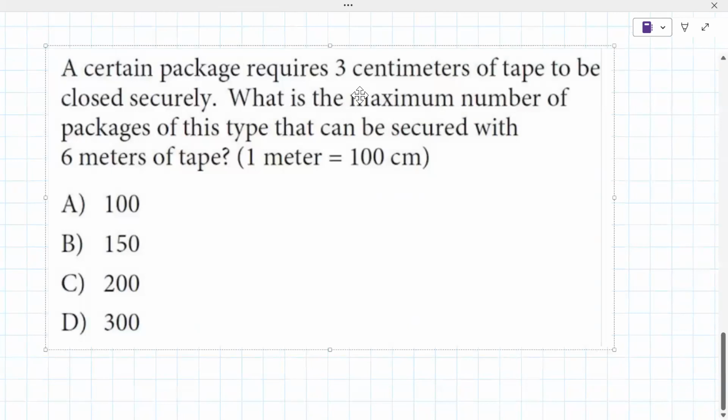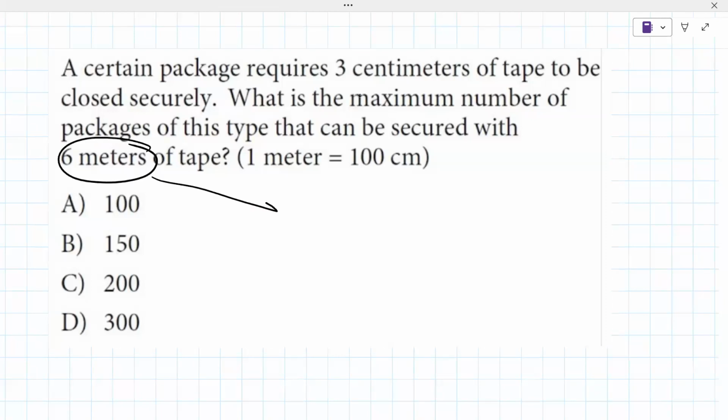All right, go ahead and read this out loud, please. A certain package requires 3 centimeters of tape to be closed securely. What is the maximum number of packages of this type that can be secured with 6 meters of tape? 1 meter equals 100 centimeters. So convert the 6 meters to centimeters.